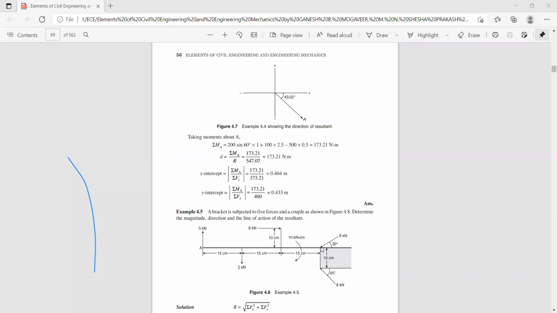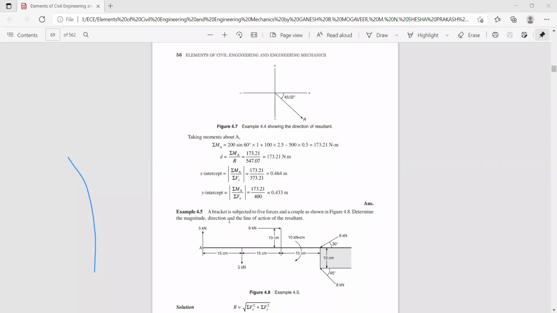Now again, if you consider this point as E, at point E you have a 6 kilonewton force acting, which makes an angle 30 degree with respect to horizontal axis. At point E, again, you have an 8 kilonewton force, which makes an angle 45 degree with respect to horizontal axis. And from point E to point F, you can call this point as C, this point as D, this point as E, and this point as F. This distance is again 10 centimeter, or you can take it as 0.1 meter.